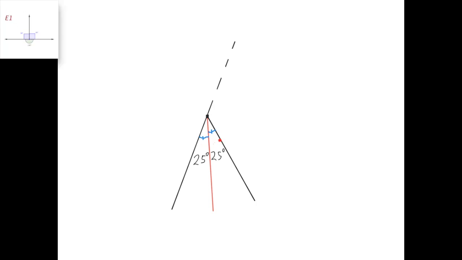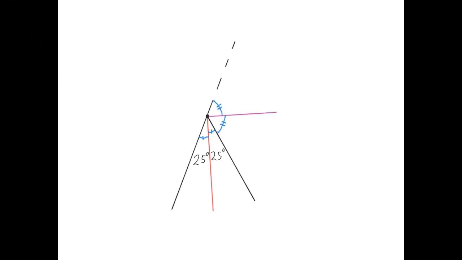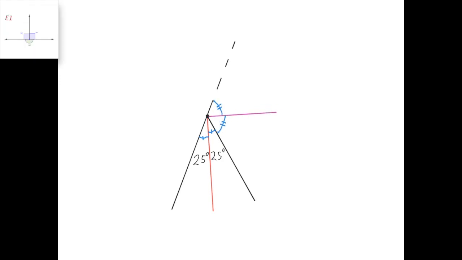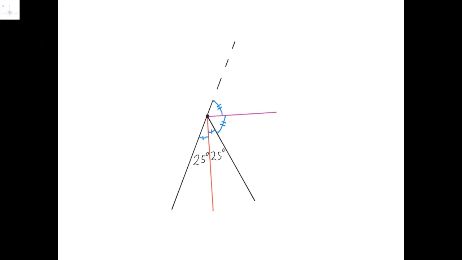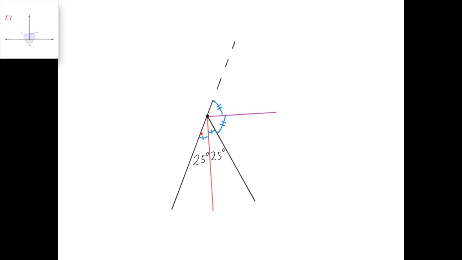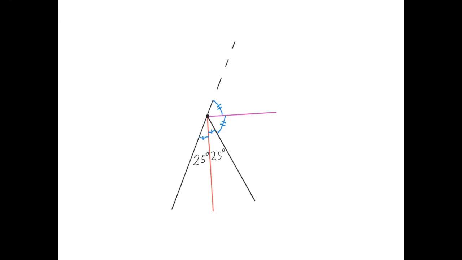If the whole angle was 50 degrees, then the two small angles are 25 degrees each. And now let's construct this purple line such that this angle equals this angle. Then the purple line would be the angle bisector of this angle here. Also, with respect to this angle, this line is called the external angle bisector of this angle, because it bisects the complementary angle of this one, which is this one, the angle that complements it to 180 degrees. So we're going to call the red line the internal angle bisector of this angle, and the purple line the external angle bisector of this angle.